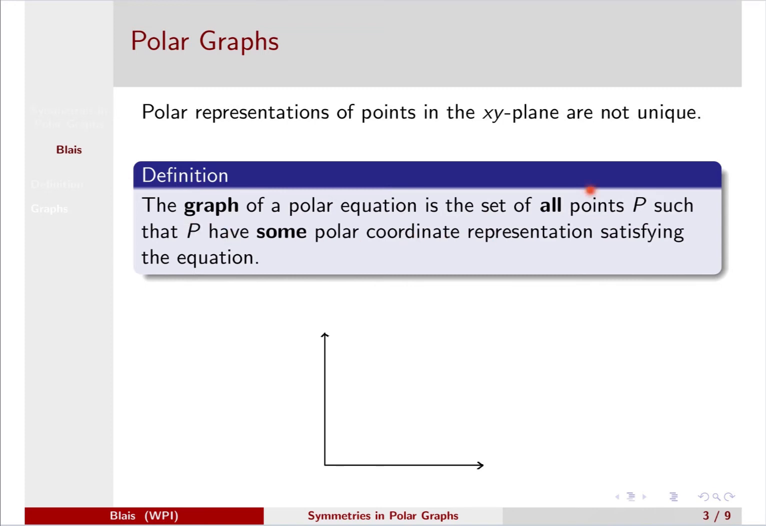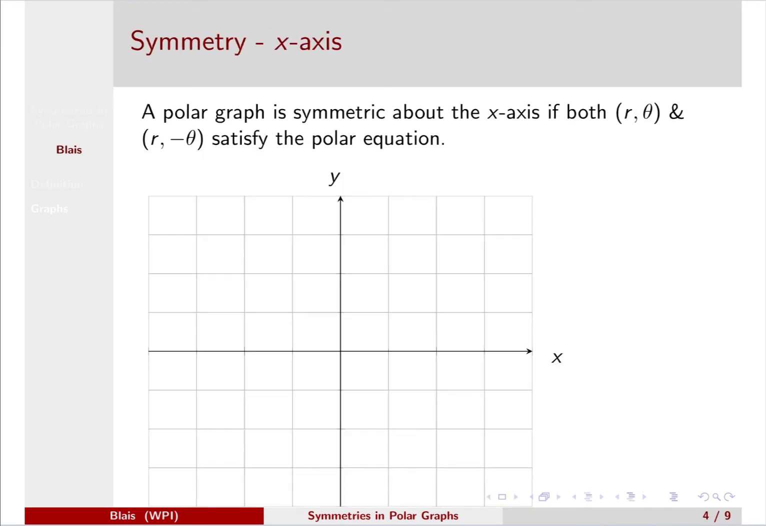And so when we define the graph of a polar equation, we include all the points P such that P has some polar coordinate representation satisfying the equation. All of its polar coordinate representations don't have to satisfy the equation. You just need at least one. This makes graphing polar equations a little more complicated than graphing equations in rectangular coordinates. And one thing we often look for to aid us in the graphing process is symmetries. So the first symmetry that we look at is symmetry about the x-axis.